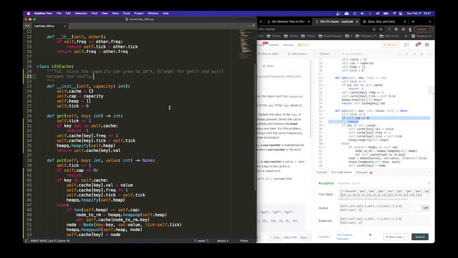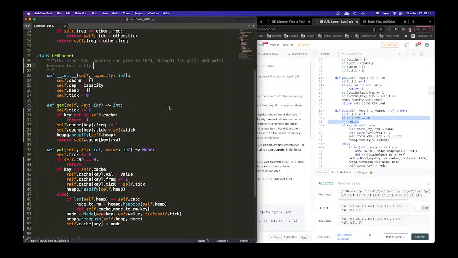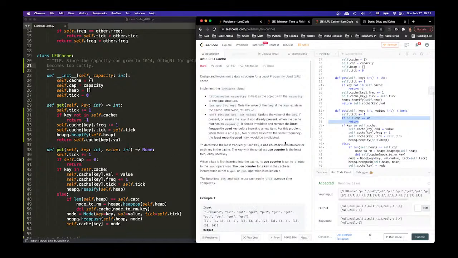We have to find an O(1), O(1) for get, O(1) for put. So we have to figure out a smart way to handle the frequency. How do I handle frequency?